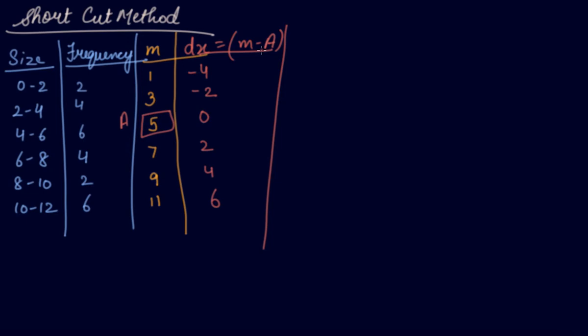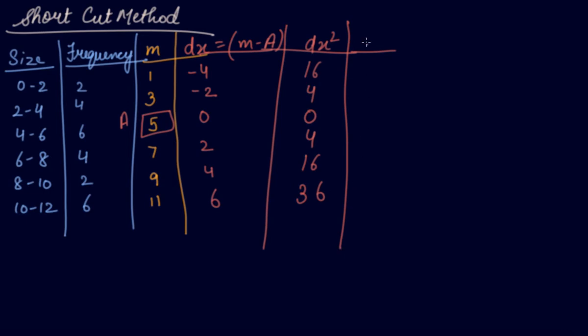After that, we will take the square of it, that is 16, 4, 0, 4, 16, 36. Right? Now we will find the f dx square. So we will multiply dx square with the frequency.